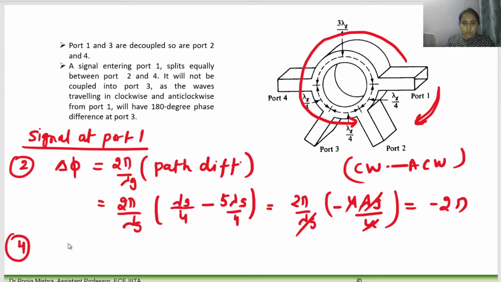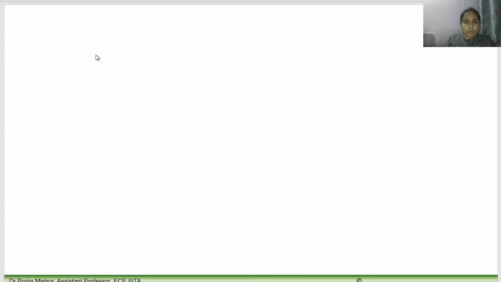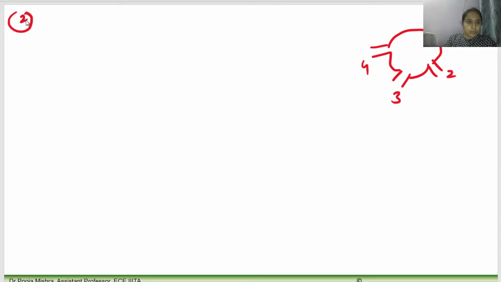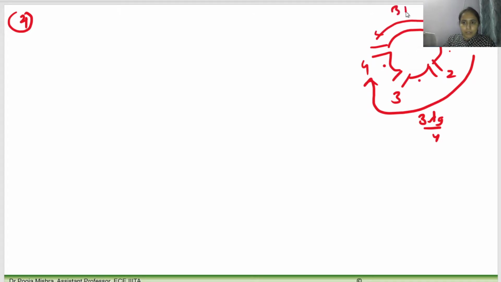What is happening at port 4? Let's see in the next slide. At port 4, what will happen? This was the signal, 1, 2, 3, 4. From port 1 to port 4, the total length traveled in the clockwise direction is 3 lambda g by 4. This was lambda g by 4, this was lambda g by 4, this was lambda g by 4, and this was 3 lambda g by 4.